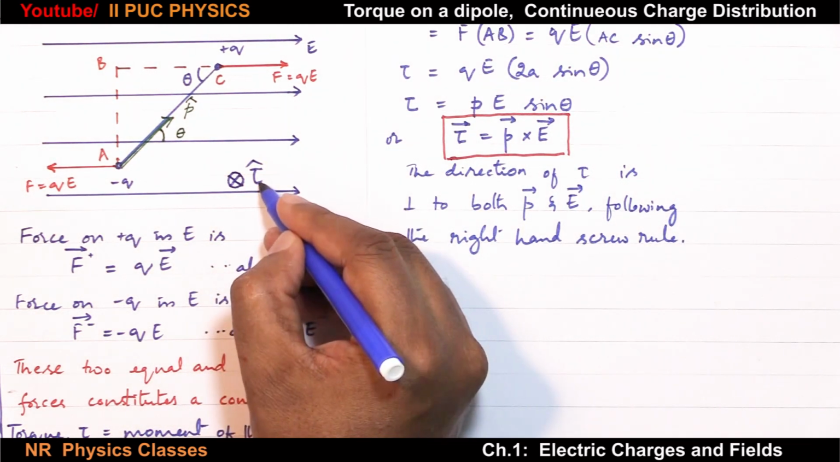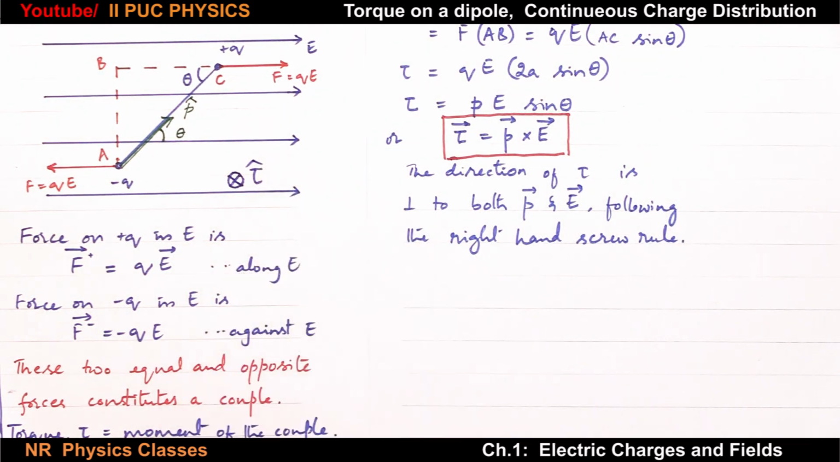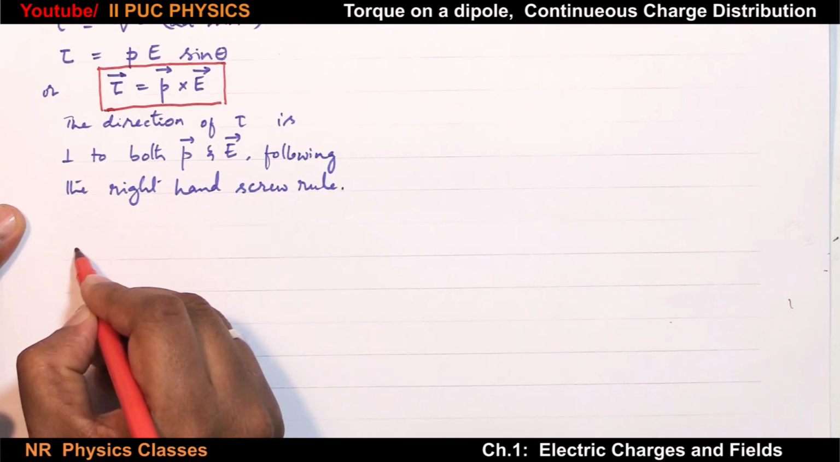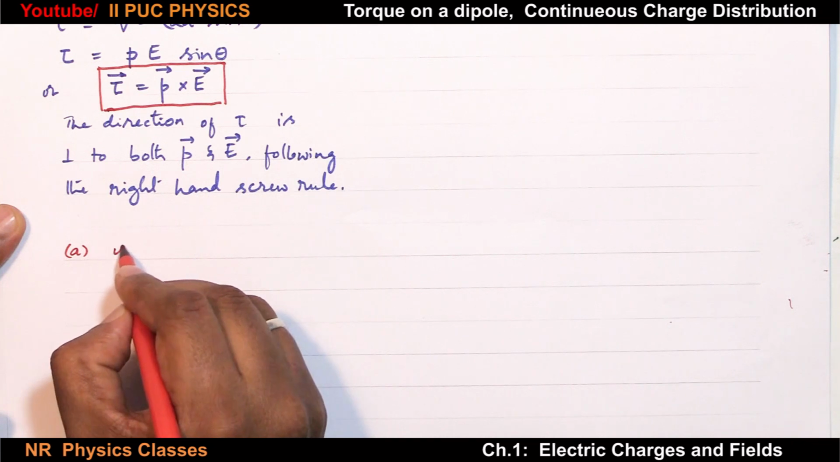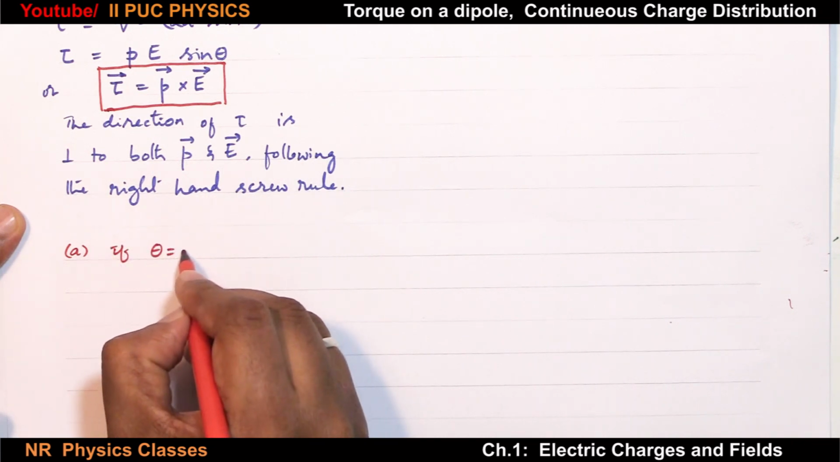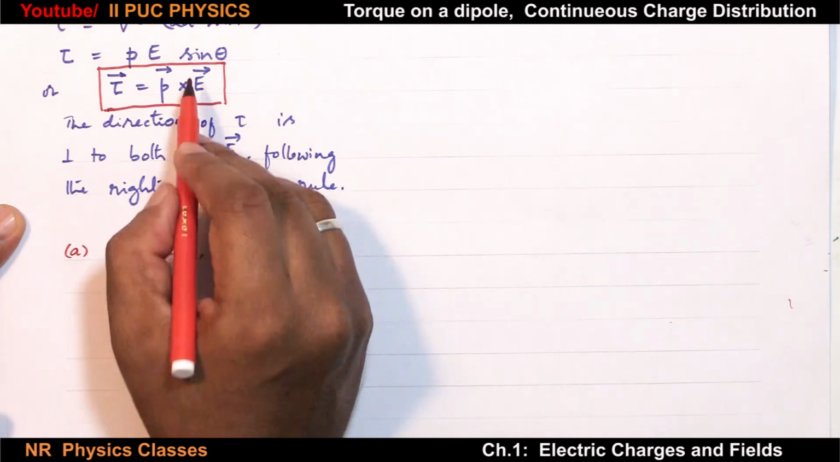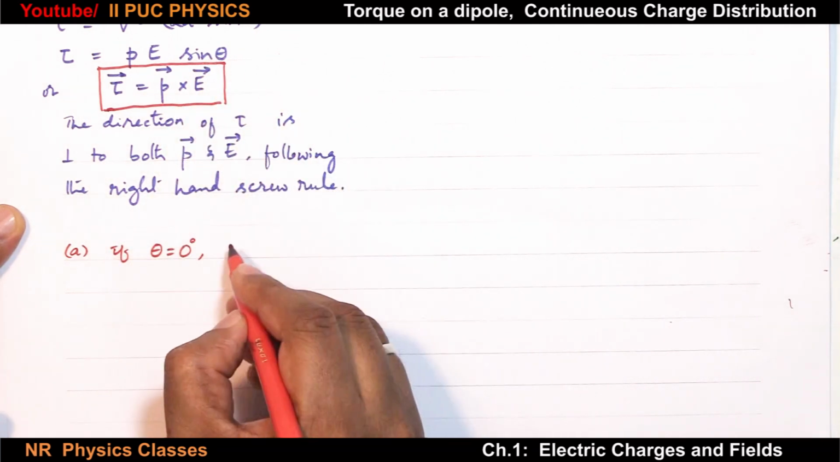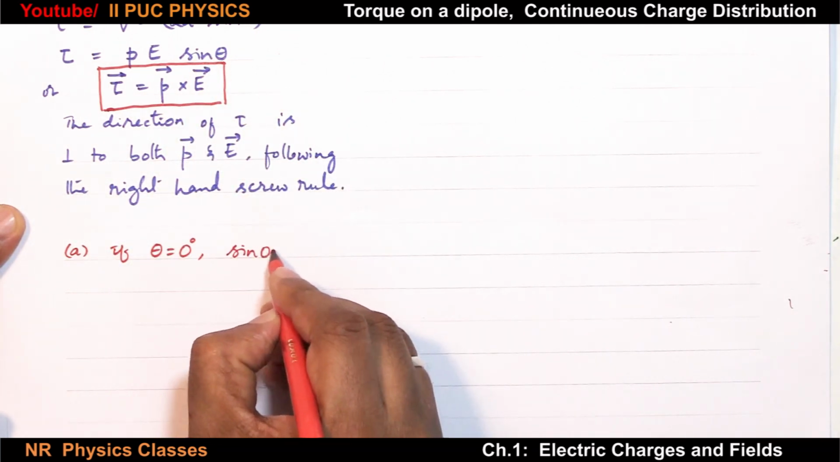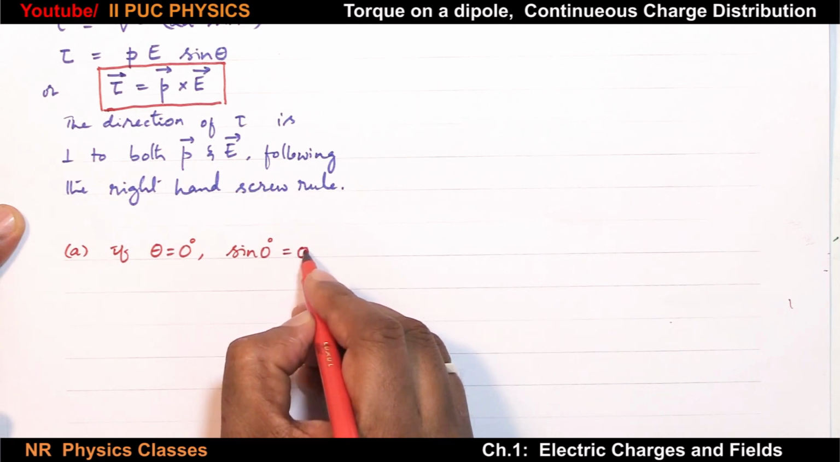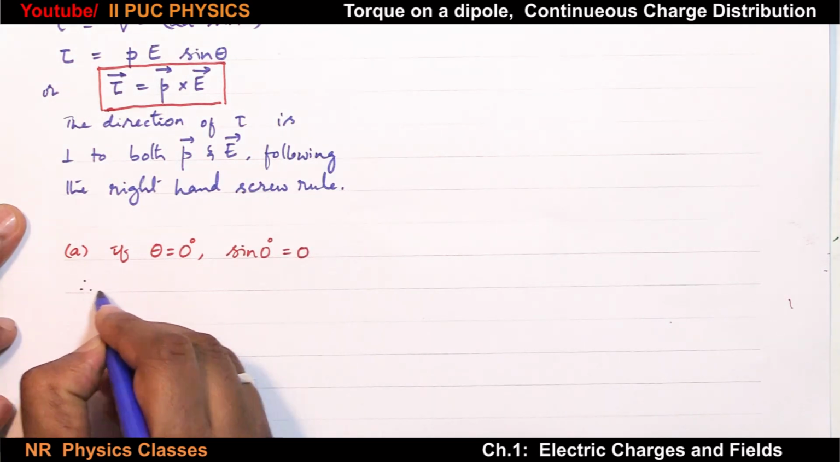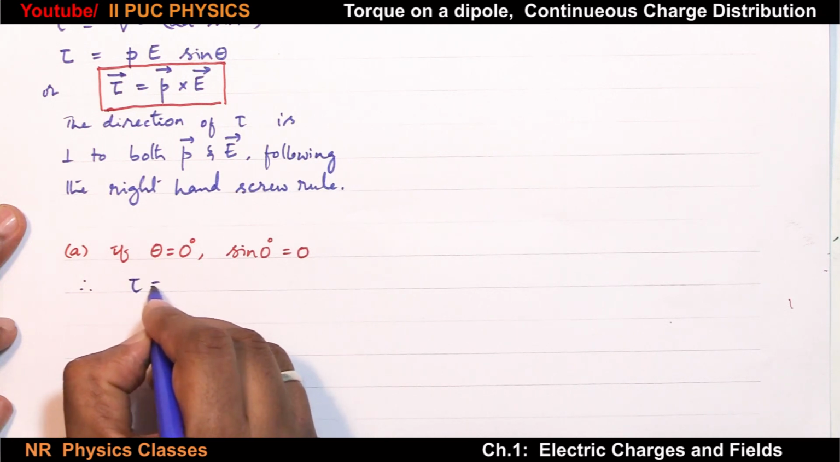Let us make it tau cap unit vector. Now special cases. First one, if theta is 0 degree, since cross product has sine theta, what matters is sine. Sine 0 is 0. Therefore, tau is also equal to 0.